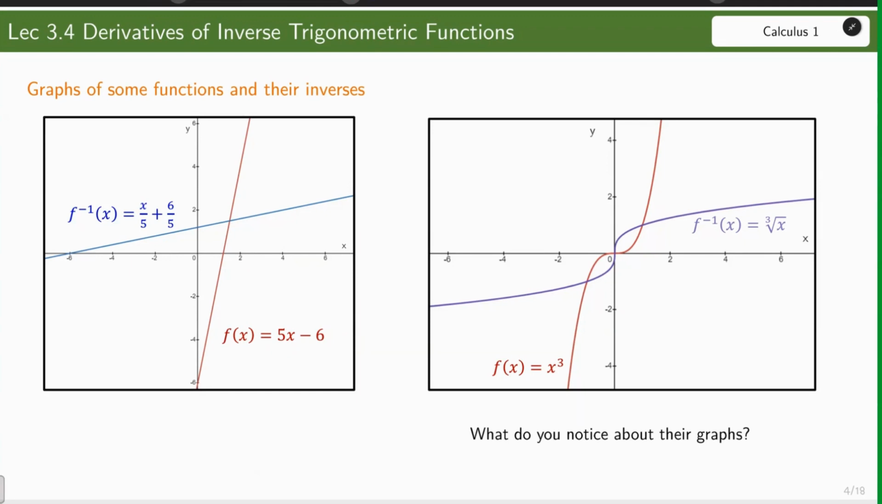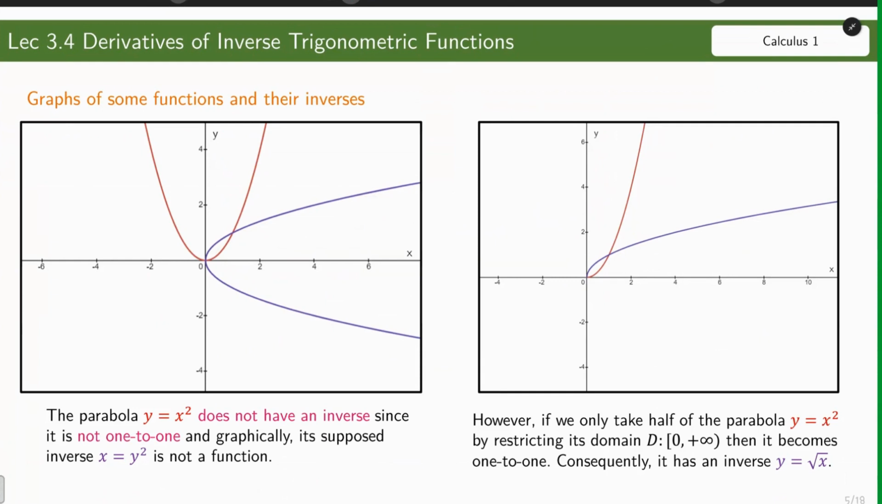As you can see, the graph of the original function and its inverse are rotational reflections of each other. So if we rotate the cubic function, and if we rotate the line, we will have the inverse. Next, let's have an example of a function that is not one-to-one. How will we get the inverse of that?